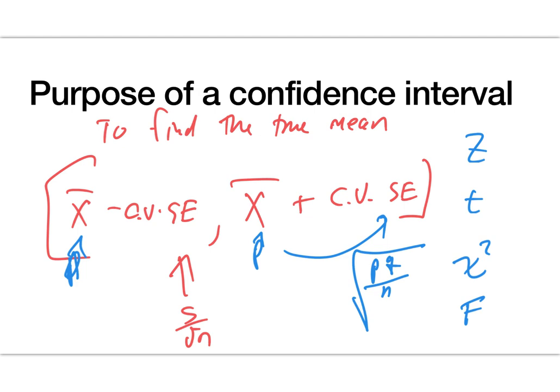But then I've got a bigger, wider net to capture that true mean. How do I make a bigger interval? Well, I can have a smaller critical value, which means if I'm less confident, I'll have a smaller interval. If I want to be more confident, I need a bigger interval. If I have a larger n in the denominator, that makes this number smaller. Well, that means the interval gets narrower.